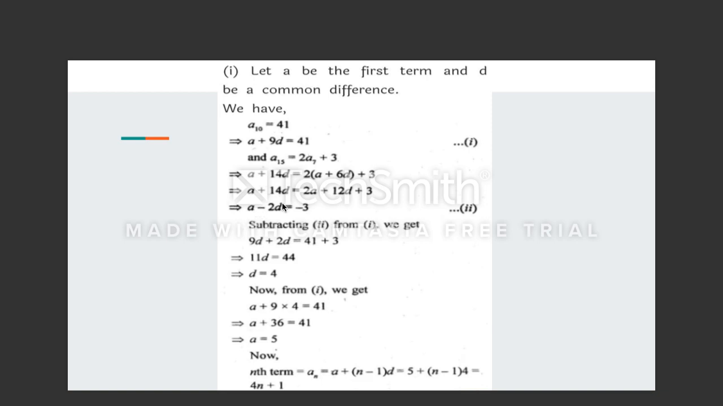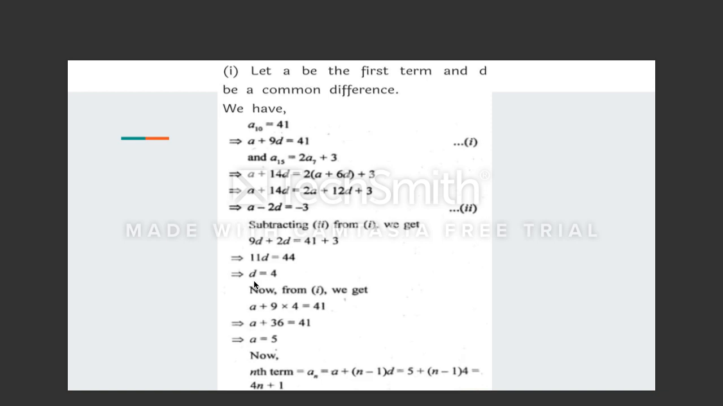So what am I supposed to do? Since A is here, subtracting equation 2 from 1. In class 9 you have already solved simultaneous linear equations in two variables with different methods, substitution, elimination. You all have done that. Exactly the same way, we have two equations. One is A plus 9D equals 41. Second equation is A minus 2D equals minus 3. Subtracting equation 2 from 1, what do I get? A is cancelled. This will be 9 plus 2, 11D. This will be 41 plus 3, that is 44. So D comes out 4.